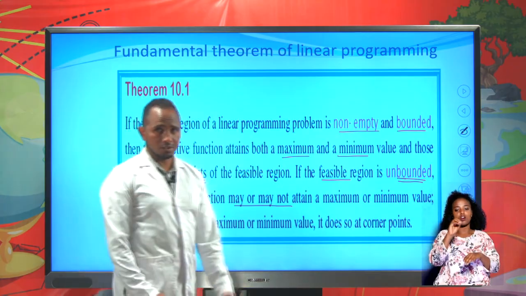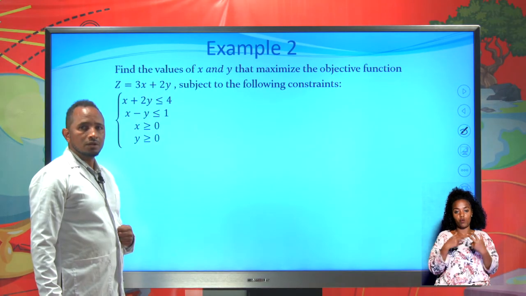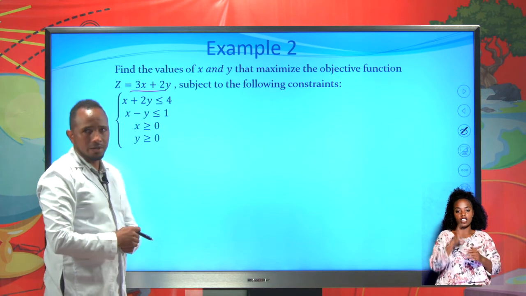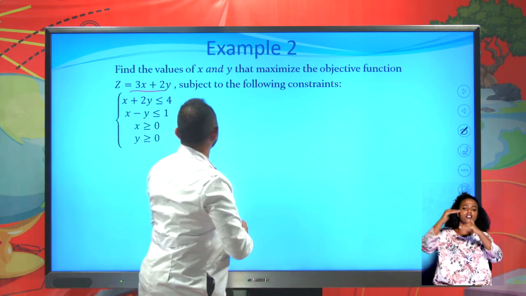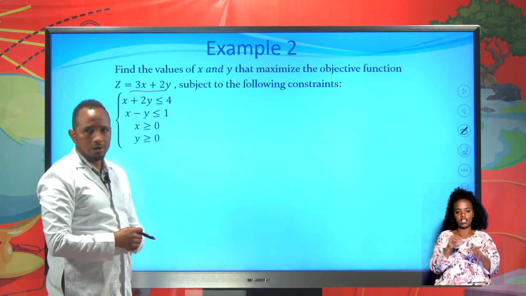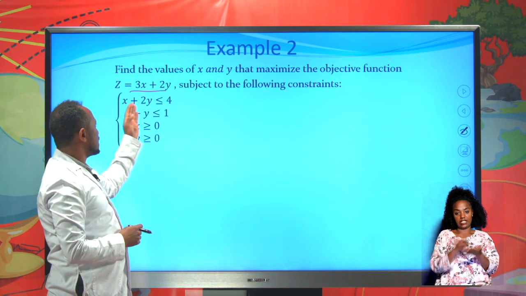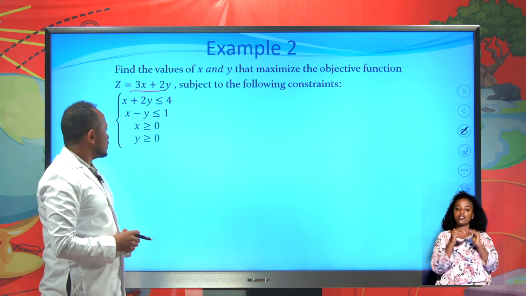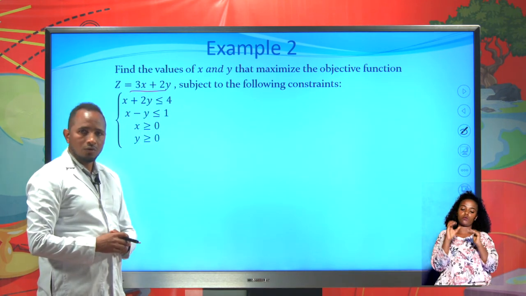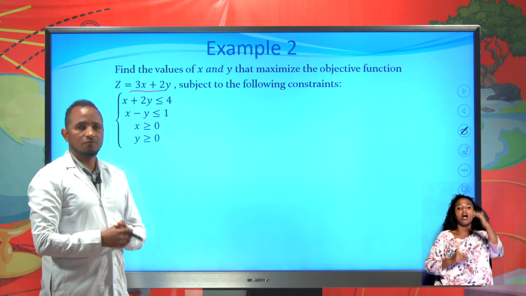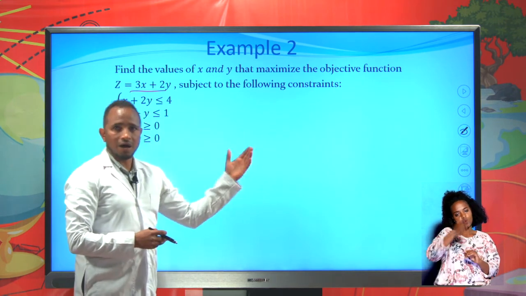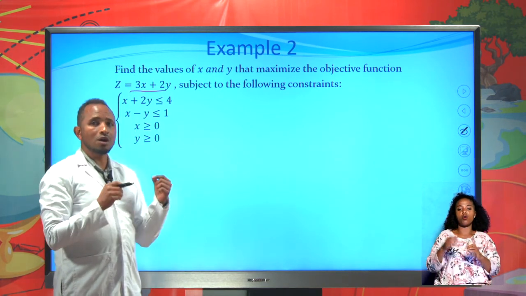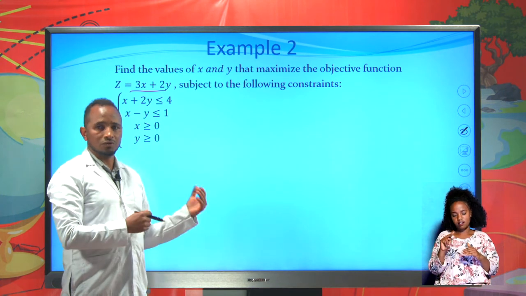So let's see an example. Here we have a system of inequalities, and we are expected to find the maximum value. It says, find the values of x and y that maximize the objective function z equals 3x plus 2y subject to these constraints: x plus y less than or equal to 4, x minus y less than or equal to 1, x greater than or equal to 0, and y greater than or equal to 0. To find the maximum value, we need to draw the graph and find the feasible region. The maximum value occurs at a corner point of the feasible region.